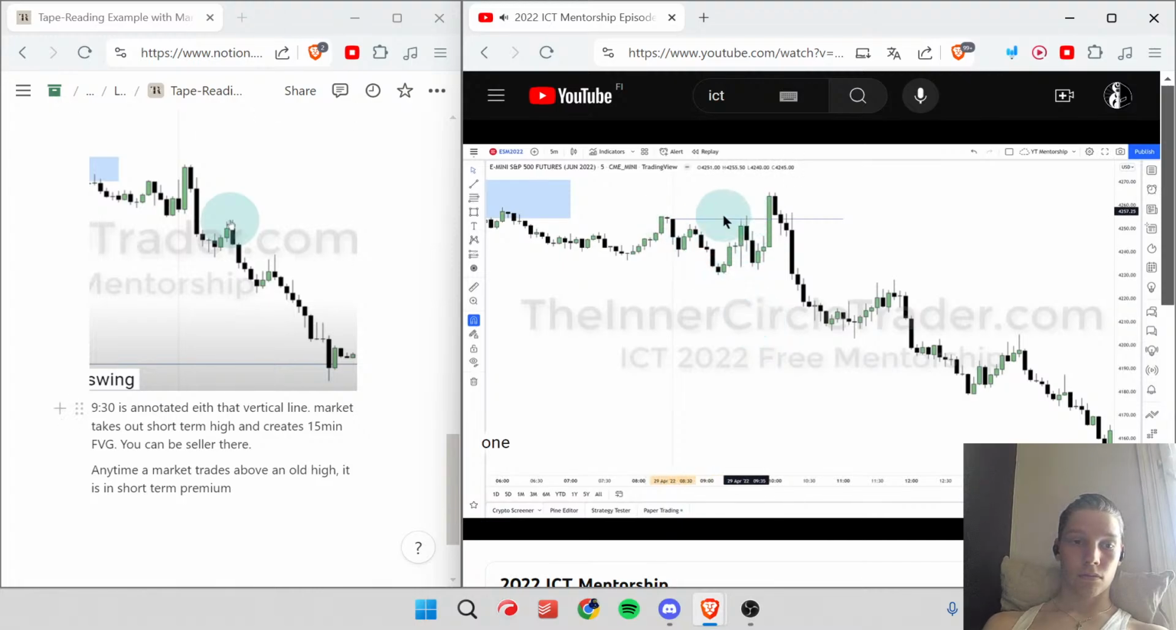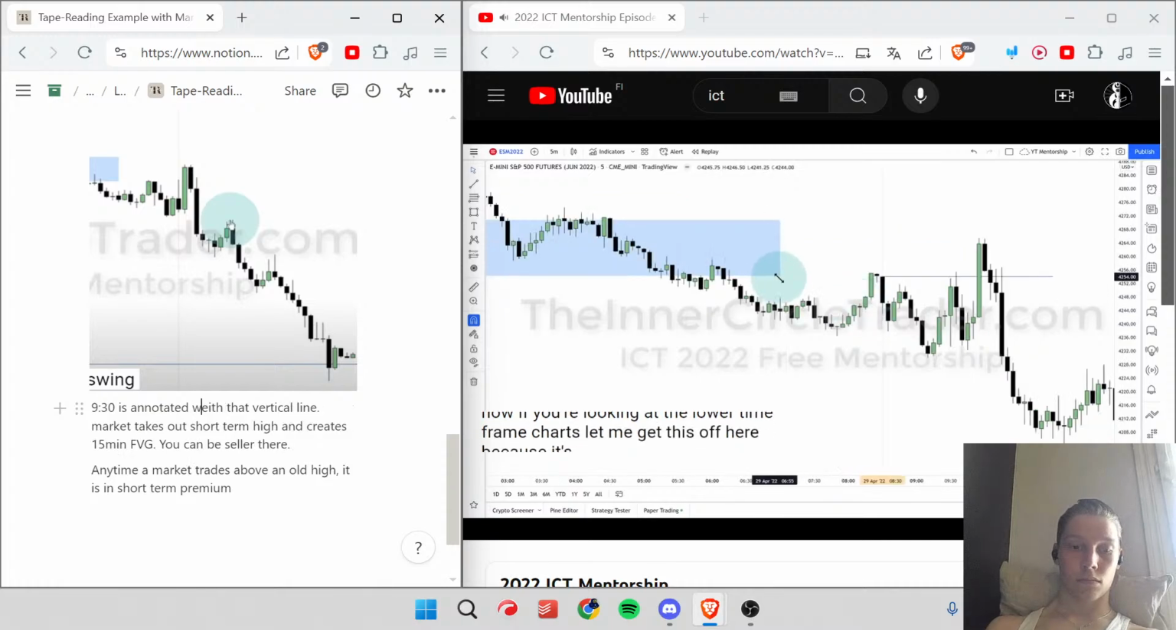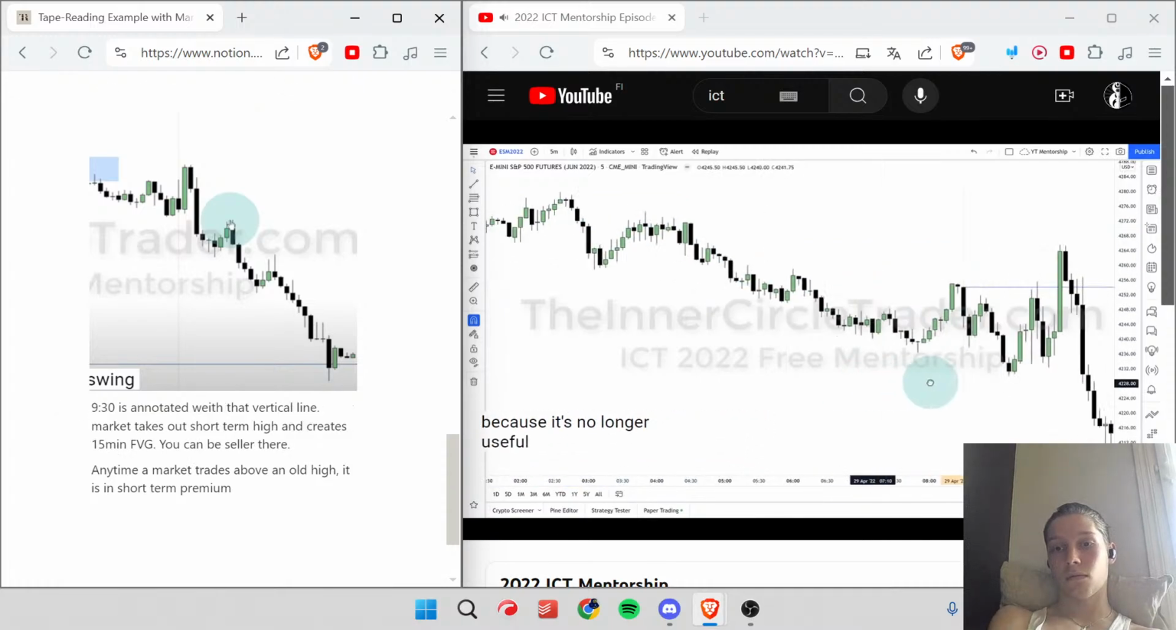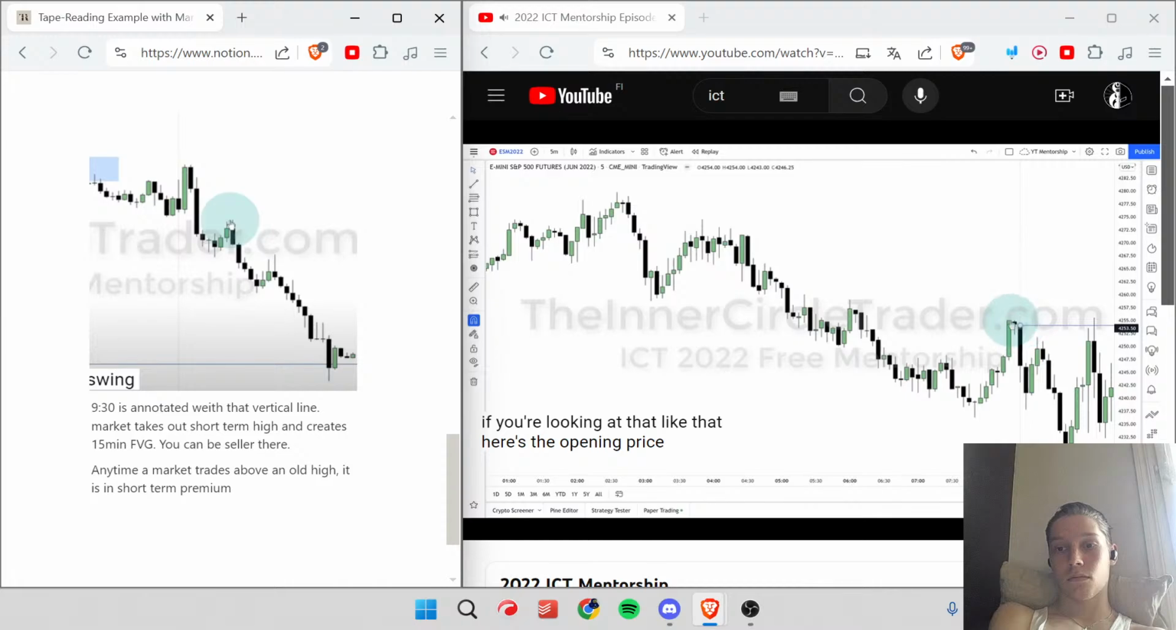1, 2, relative equal highs. You see that? Now, if you're looking at the lower time frame charts, let me get this off here because it's no longer useful. If you're looking at that like that, here's the opening price. You note there's what resting above that? Buy side. So buy stops or buy side liquidity is resting here.